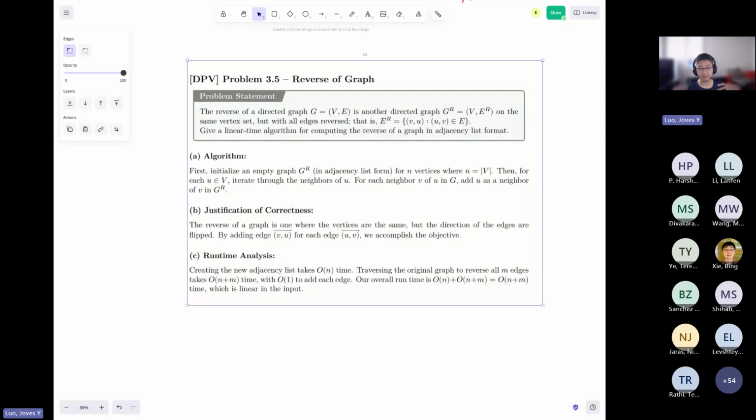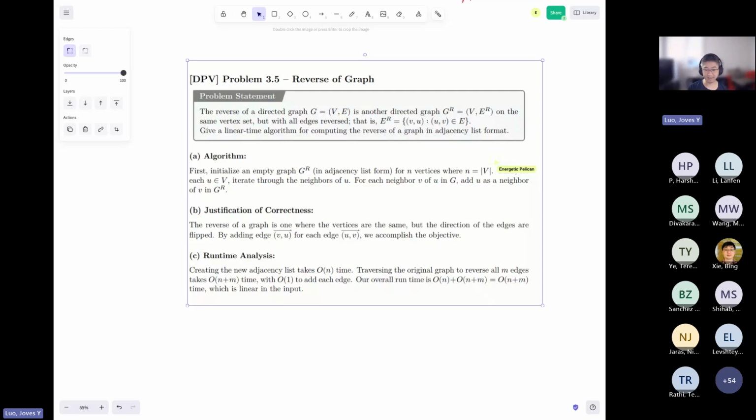Now, this isn't something you need to really memorize for the exam, but it is also kind of nice to understand how this algorithm plays out. Okay. So we want to reverse a graph G equals (V, E) into another graph G^R on the same vertex set, but with all edges reversed. This is E^R, so that all your edges are now (V, U) instead of (U, V). Give a linear time algorithm for computing this, and then give this answer.